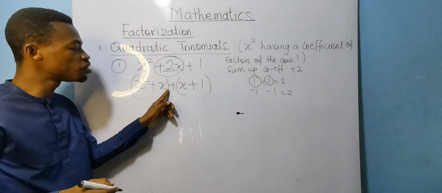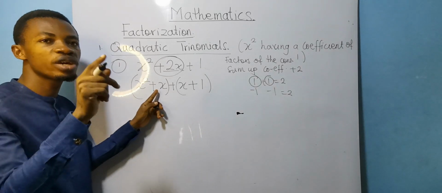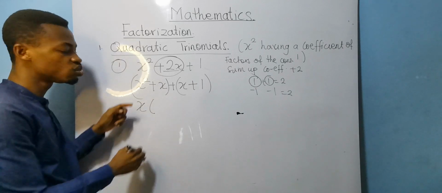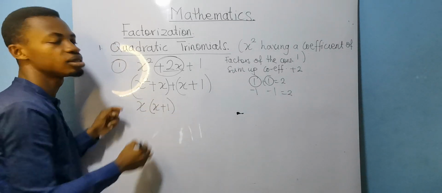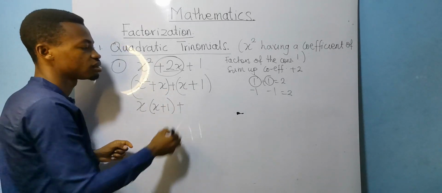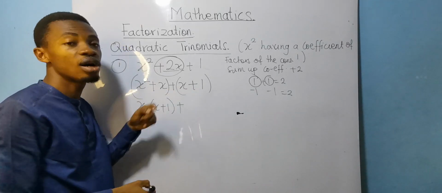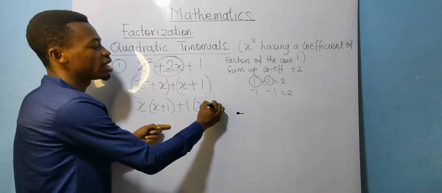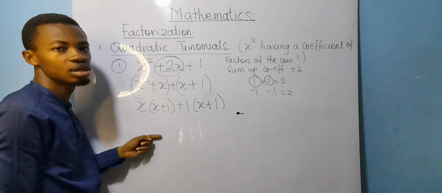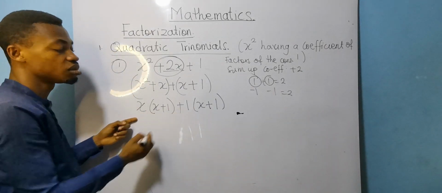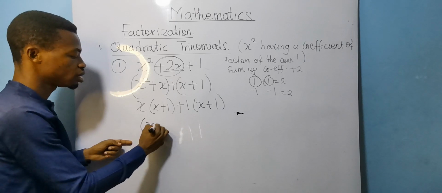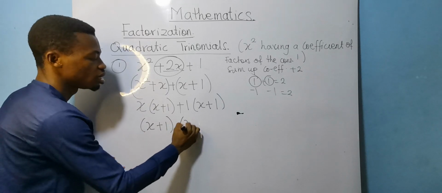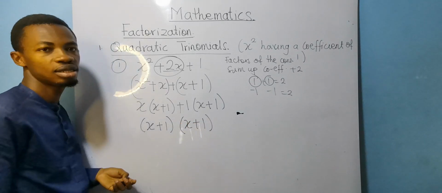the highest common factor of variables is to always pick the one with the lowest exponent. So we have x out into brackets, x plus 1 to this side. Now here, the highest common factor is 1. So we have 1 out into brackets, x plus 1. So what we do is that we pick the factors here, x plus 1, then we pick one of the quotients, which is x plus 1.